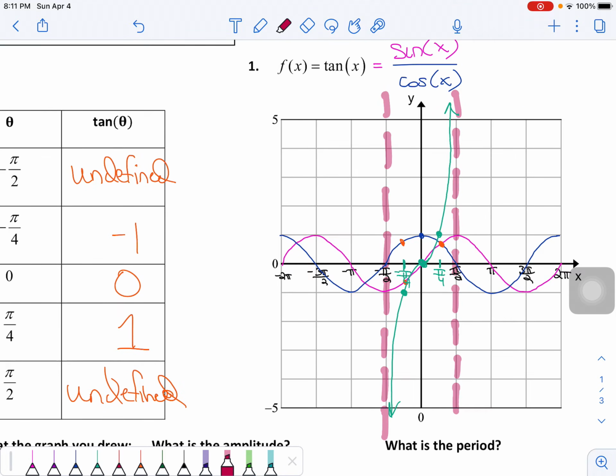If we were to continue this, we would have another vertical asymptote right here because cosine is 0. So the tangent curve, grab a pen here. Here we go. So the tangent curve would, again, curve up from the origin, but from that critical value at the pi value, it curves up and to the right and down and to the left.